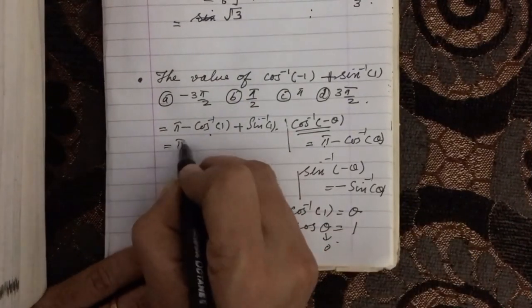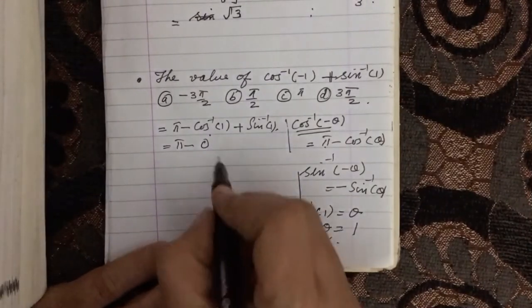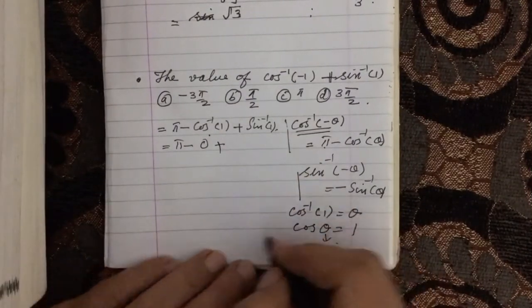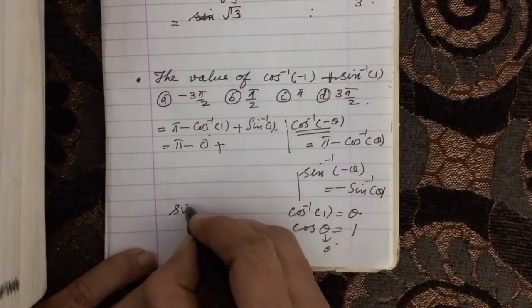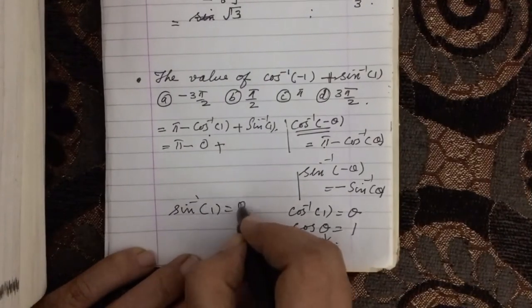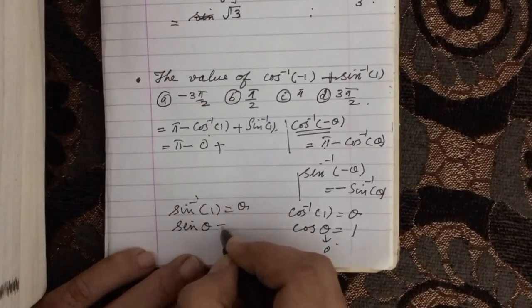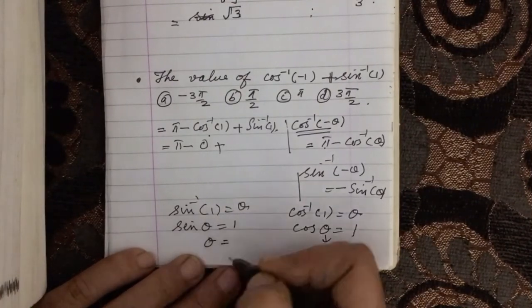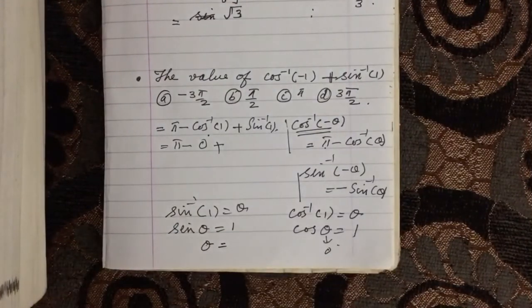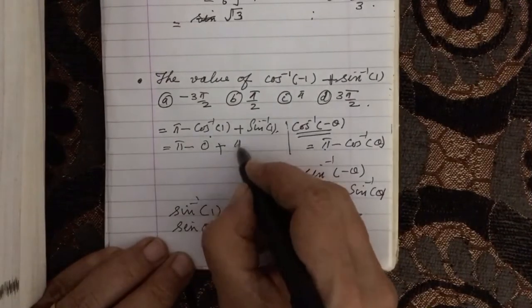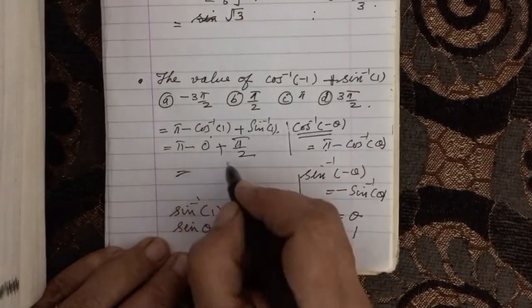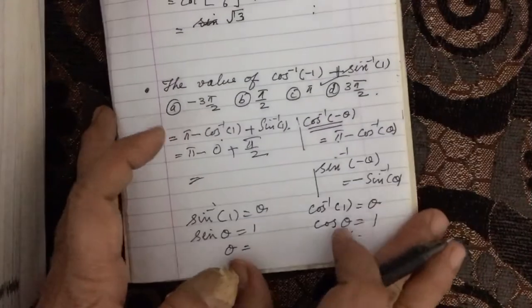So pi minus cos inverse 1 is 0, plus sine inverse 1. In a similar manner, you can do sine inverse 1 equal to theta. Come to trigonometry now. It is sine theta equal to 1. That means theta equal to 90 degrees, or it is pi by 2. So pi plus pi by 2, that is 3 pi by 2, is the answer.